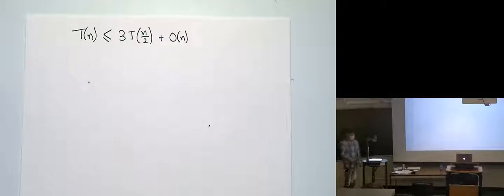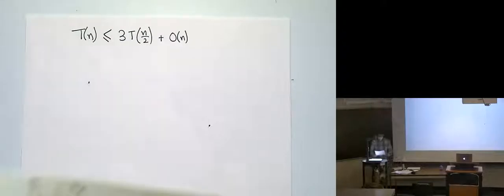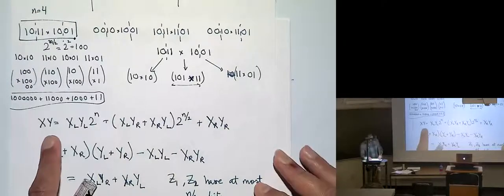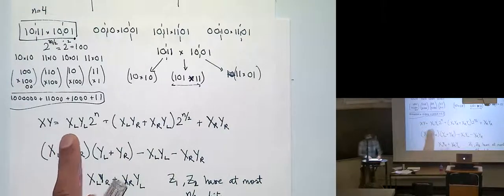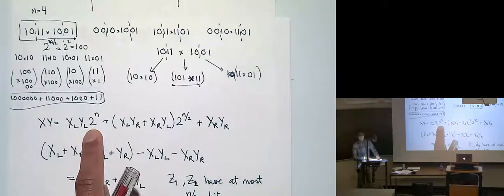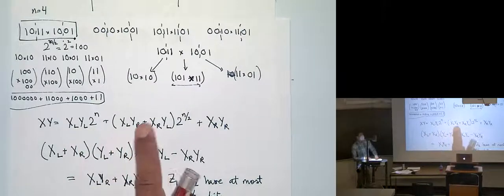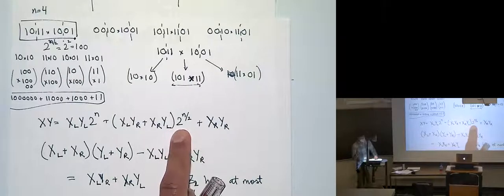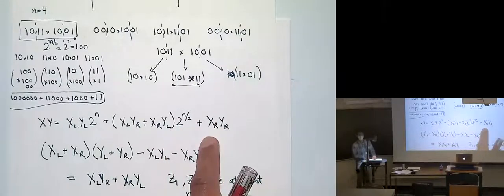All right, so let's continue. So any questions about where we are so far? Maybe I'll just do a quick recap. So remember, we are applying this formula here. xy is equal to xlyl times 2 to the n plus xlyr plus xryl times 2 to the n over 2 plus xryr.